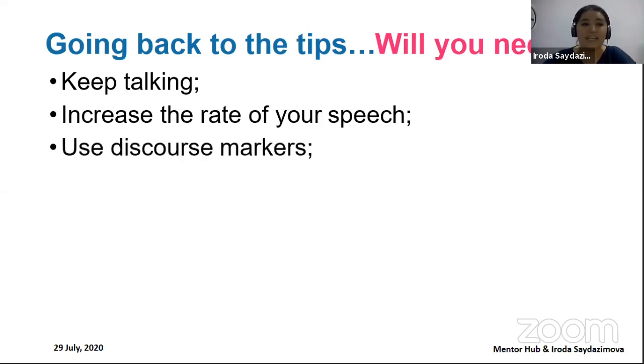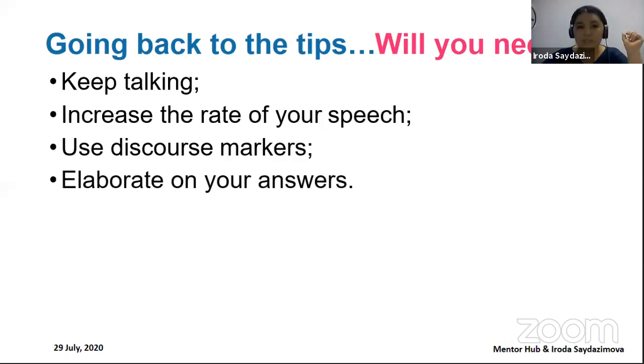Consciously, subconsciously. And yes, it would be great if you could use discourse markers, like when you're giving a reason or when you're switching from one phase of your description to another, for example. And did you have to elaborate on your answers? I think here you were supposed to elaborate on your answers because the prompts were prepared in advance.